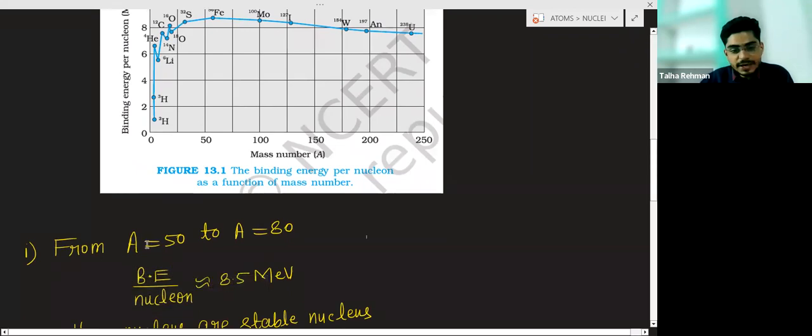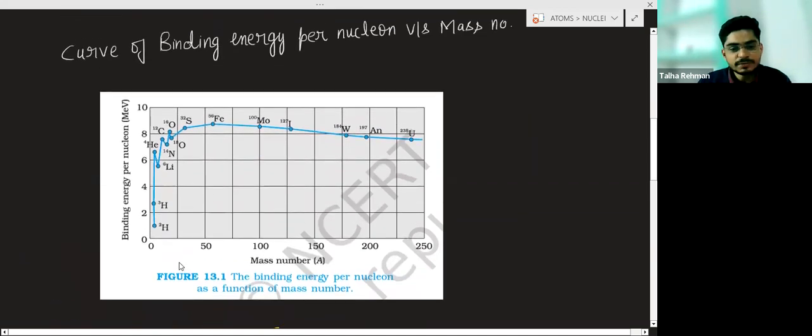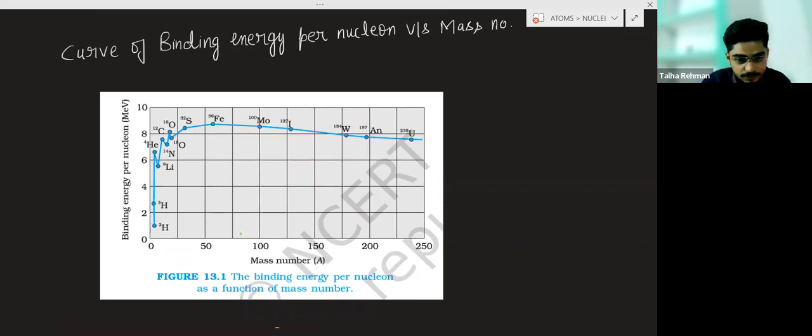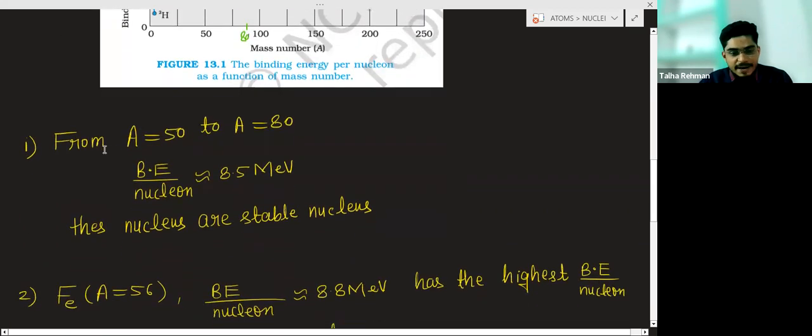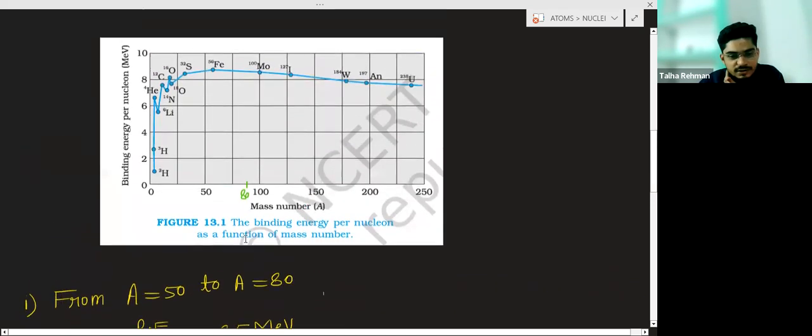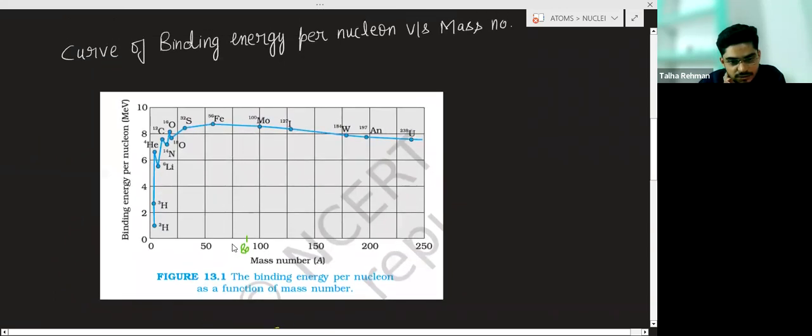So now see, from A equal to 50 to A equal to 80. A equal to 50 to A equal to 80 means you are moving from here to here. 80 will be somewhere here. So this is the mass number from 50 to 80. Now you can see from 50 to 80, binding energy per nucleon is approximately equal to 8.5 mega electron volt.